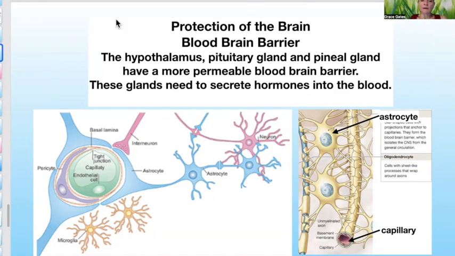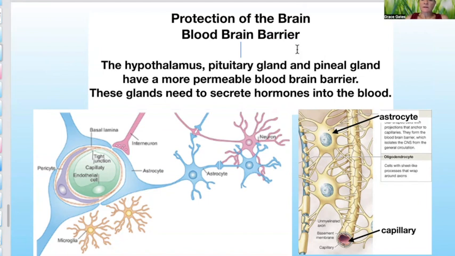Okay, the hypothalamus, pituitary gland, and pineal gland have a more permeable blood-brain barrier because these areas of the brain need to secrete hormones into the blood. So it is quite handy to have a more permeable blood-brain barrier in these areas so that the hormones can get into the blood. Okay, blood supply to the brain.